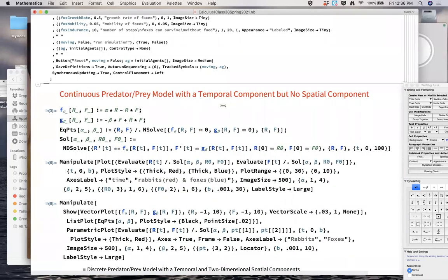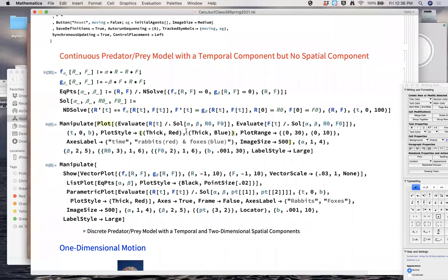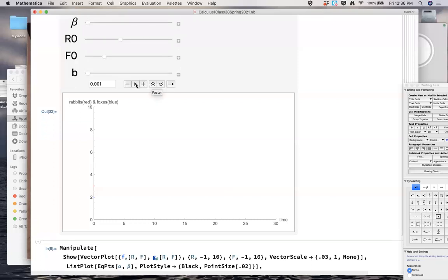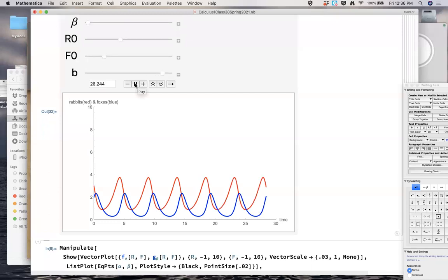This code runs what's called a continuous predator-prey model, like rabbits and foxes say, whereas the previous one was discrete with a spatial component, meaning the foxes and rabbits could move around. This particular model doesn't have a spatial component. We only are concerned with the populations. These axes represent the populations of the rabbits and the foxes. Well, the vertical axis is the population, rabbits in red, foxes in blue, and the horizontal axis is time. And what we're seeing here is periodic behavior in a rabbit-fox model.